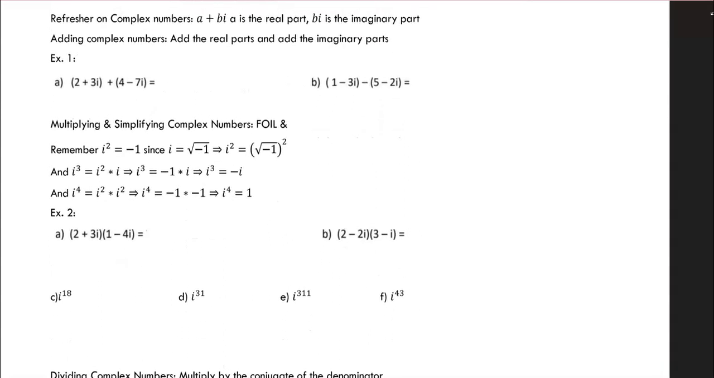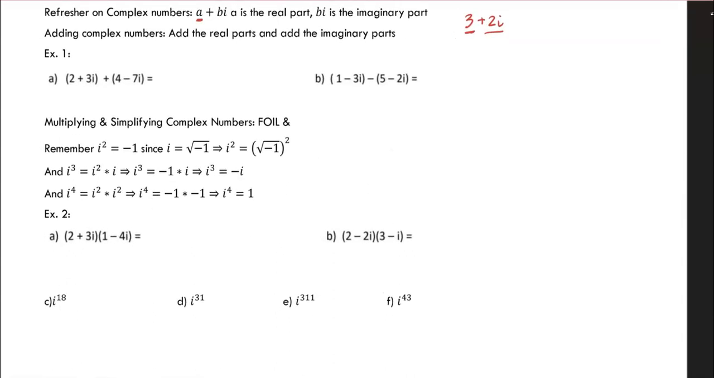Okay, so refresher on complex numbers. Complex numbers are made up of a real part, for example, 3 plus 2i. 3 is the real part, and then plus 2i would be the imaginary part. And in adding complex numbers, this is the proper form: you write the real first and then you write the imaginary second.